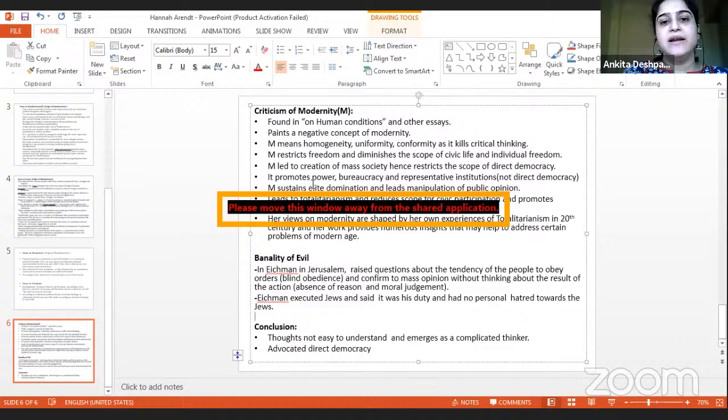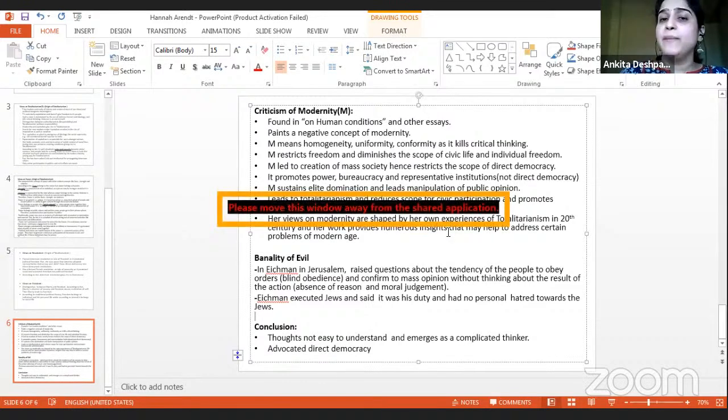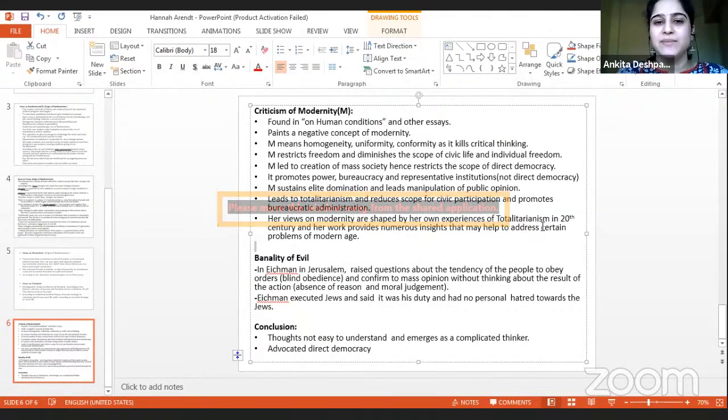Then next she says that modernity leads to creation of elite domination, leads to manipulation of public opinion, because bureaucracy and representative institutions start dominating. You are all starting to become bureaucrats, all right? And she's criticizing bureaucracy. She says it will lead to representative institutions who will start dominating your belief systems, and it will lead to manipulation of public opinion. Hence, it will limit the scope of direct democracy. Her views on modernity are shaped by her own experiences of totalitarianism. I told you, she suffered at the hands of Hitler. So, because of that, she came up with these views of modernity.